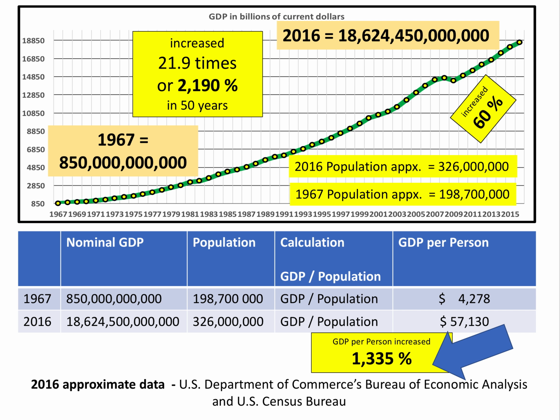So what has happened during this time? We saw the gross domestic product increased by 2,190%. Population went up by 60%. But the gross domestic product per person, now this doesn't mean that everybody in the country has that share of income. But what it means is if we take the total amount of gross domestic product throughout the whole country and we divide it by all the people, that would be each person's share. And we see that it has gone up by 1,335%. So an interesting number again.